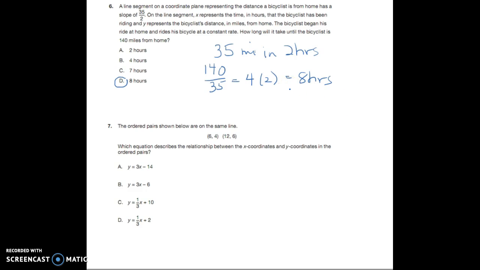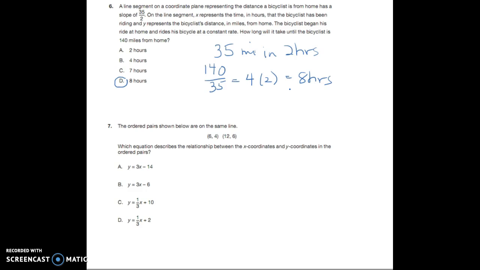Again, notice how they added some tricky answers for you. So A is 2 hours. Well, that's what we got from the slope, 35 miles in 2 hours. B is 4 hours. That's what we got when we took 140 divided by 35. So if we just didn't think about our answer, we might have answered that. And then C is 7 hours. I guess if we figured it had to be more than what we started with, we might guess 7. So be careful when you make your choices.